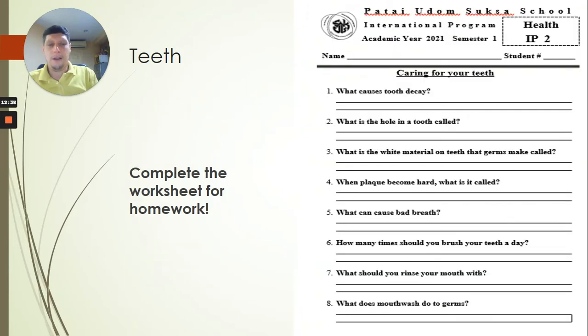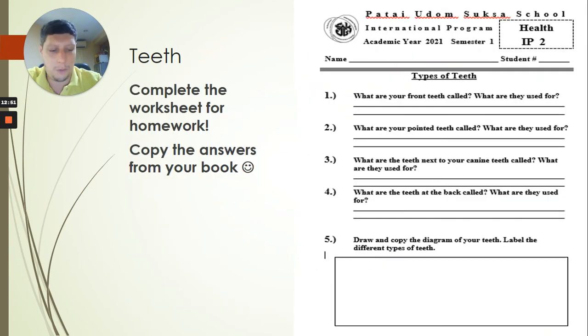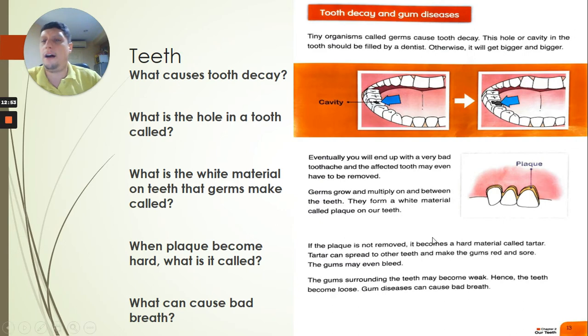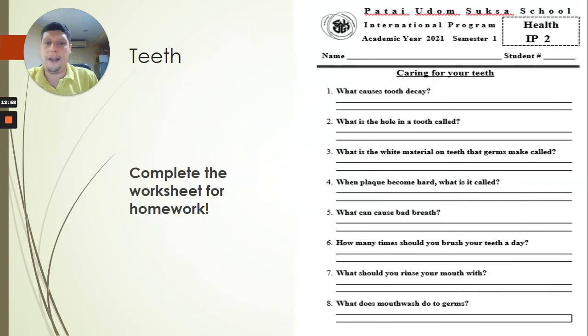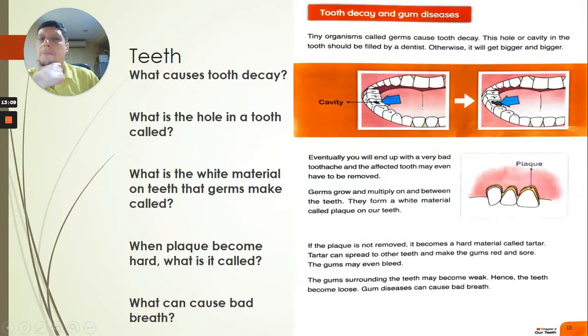So for homework again, you have a worksheet. You need to answer all the questions from the worksheet. All the questions on this worksheet are the same questions that we have at the side of the PowerPoint here. I'm going to go through all the questions on this worksheet, but I'm going to do them using the PowerPoint.